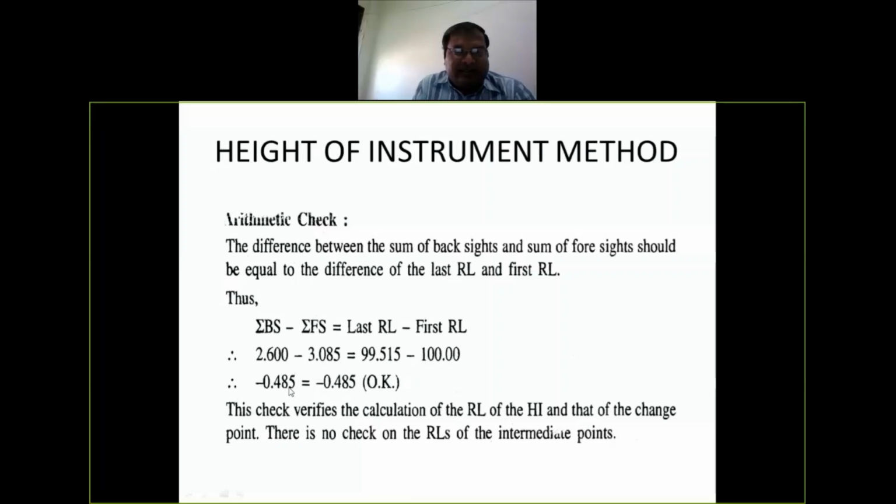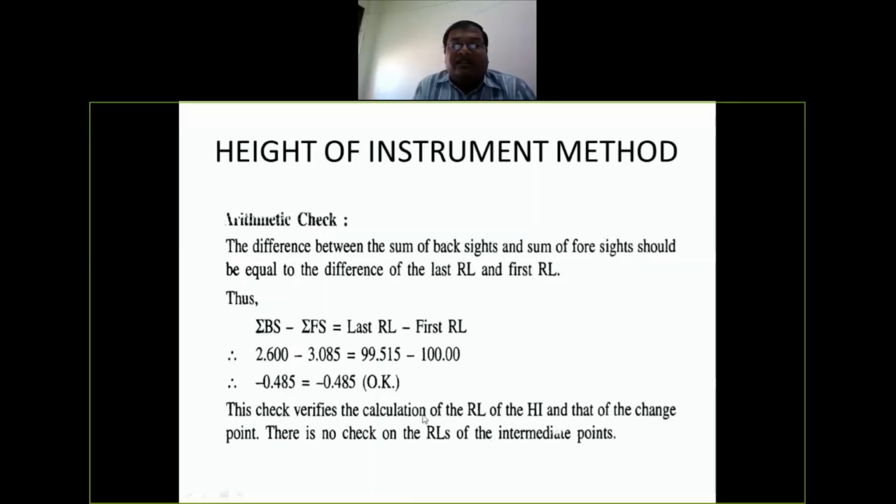If you get the same value, left side equal to right hand side, then your example is correct. Minus 0.485 is equal to minus 0.485. You are getting both sides equal, left hand side is equal to right hand side, then your example is okay. Whether it is plus sign or minus sign, the value should become the same on both sides.